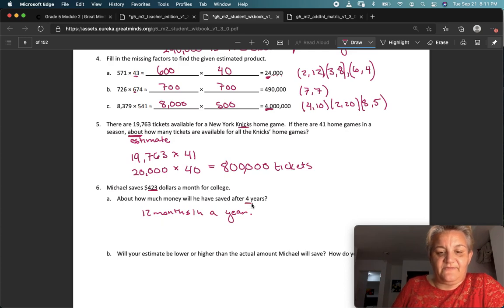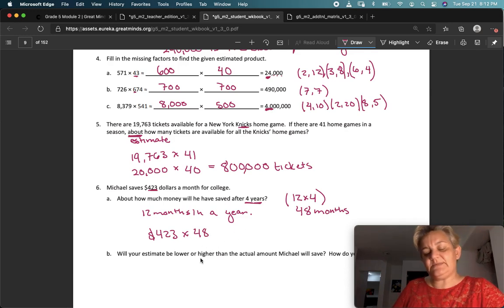Okay, so we want to know 4 years. So we're going to automatically, 12 times 4 is going to give us how many months in 4 years, which is pretty easy. That's 48. Okay, 48 months in 4 years. Now we're going to take this number, $423, and multiply it by 48. Okay, and that's going to give us how much he saved after 4 years.